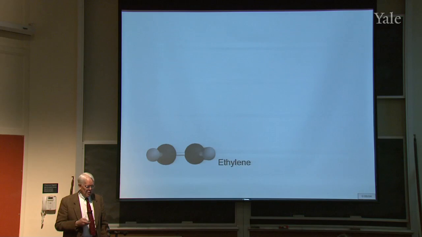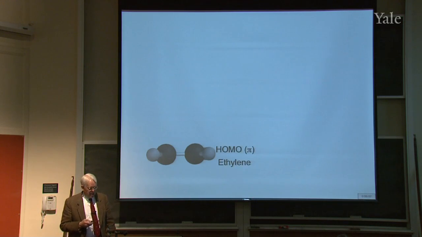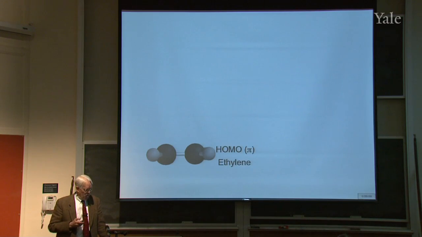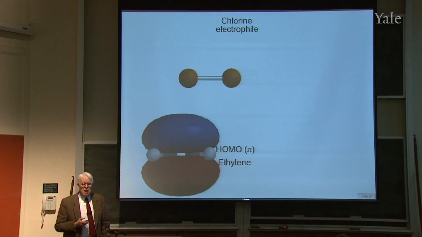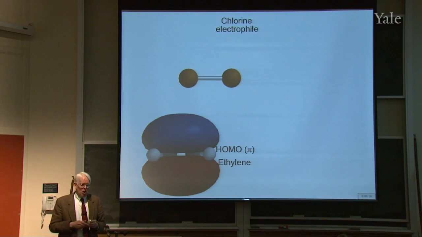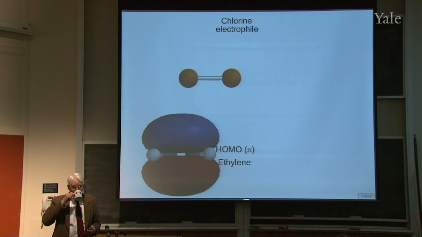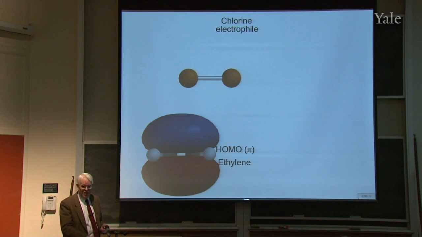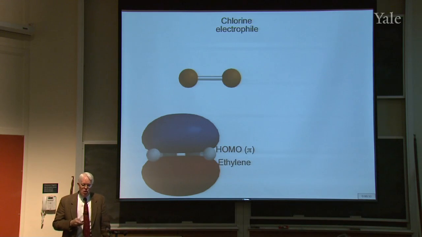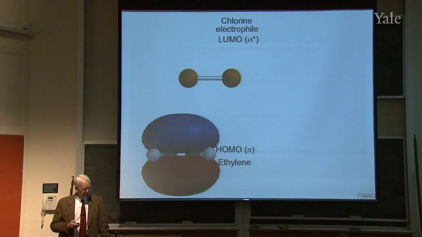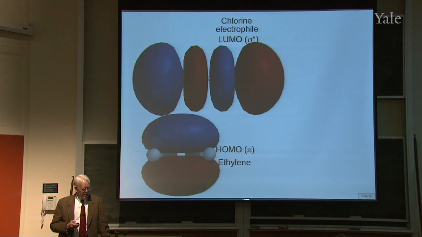So here's ethylene viewed edge on. And an electrophile will attack its HOMO, which looks like that. Now, the electrophile is going to be chlorine. What orbital is the LUMO of chlorine, Cl2? Arvind, you got an idea? Right, sigma star is it. So let's draw the sigma star orbital. The LUMO is sigma star. So it looks like that. Does that look good to you, Arvind?